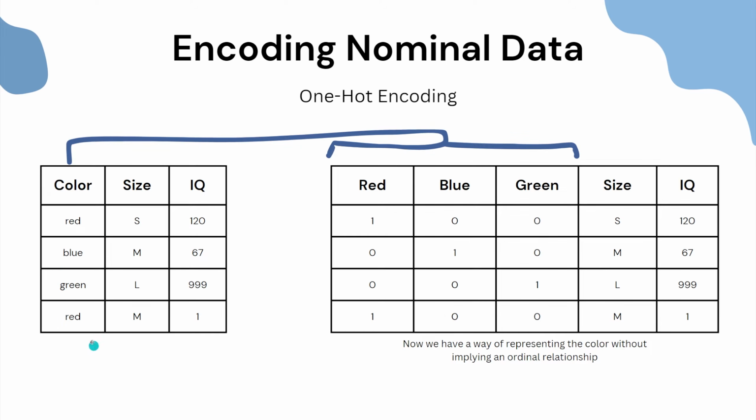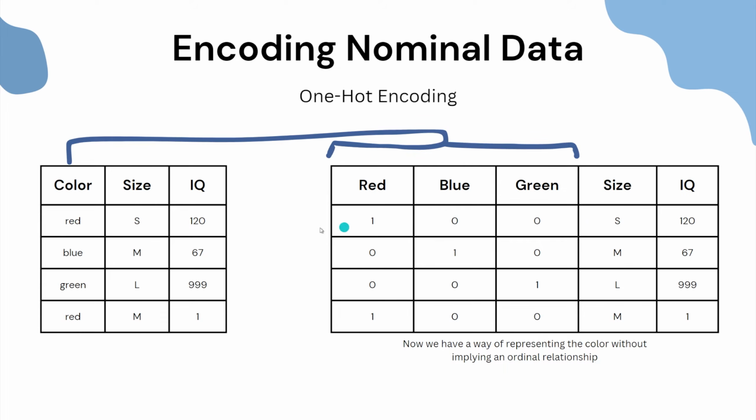So for example, for the first one, red, right? Since red is the selected option, in the red column, red will be 1, blue will be 0, and green will be 0. For the second one, we have blue, so red is going to be 0, blue is going to be 1 because it's true, and then green is going to be 0. Then 0, 0, 1, and then finally red again is going to be 1, 0, 0. So it may look a little weird, but I think it makes perfect sense, right?